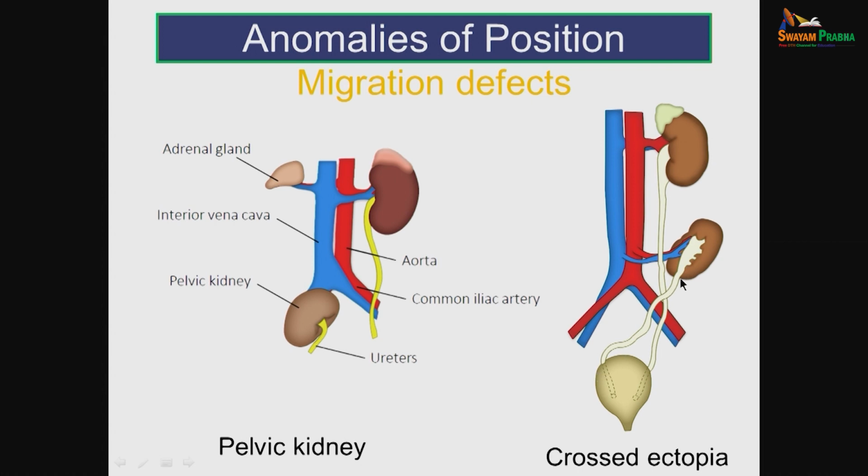And you can see the ureters crossing. So, it is crossed ectopia and this is the ectopic position of the right kidney. It has to ascend up, go to the right lumbar region. Instead, it has gone to the left side, lying below the normally ascended left kidney. And in this process, the ureters are crossing. It's called crossed ectopia.